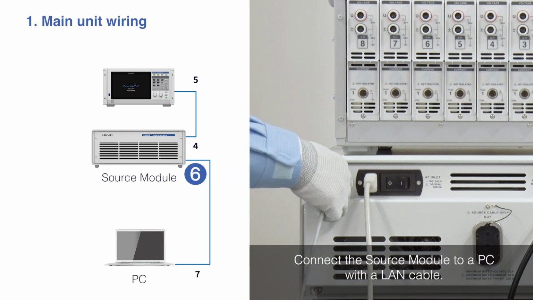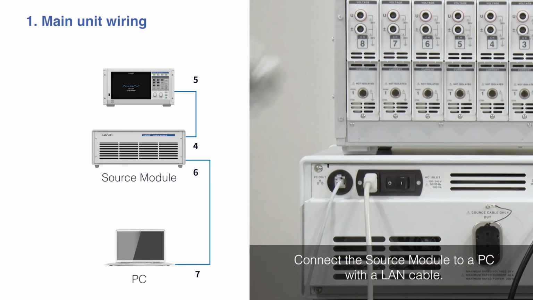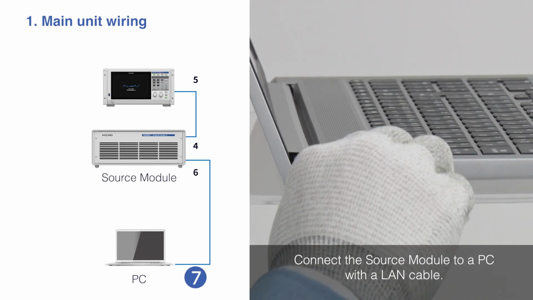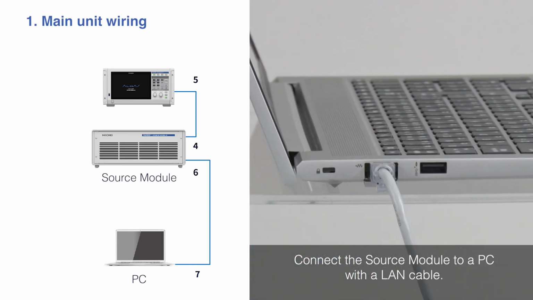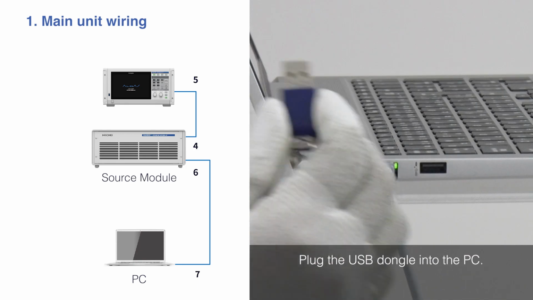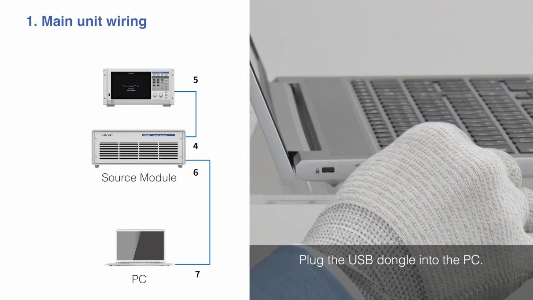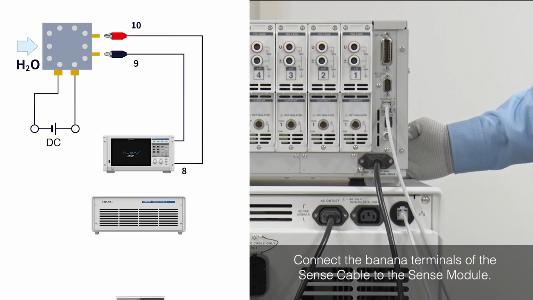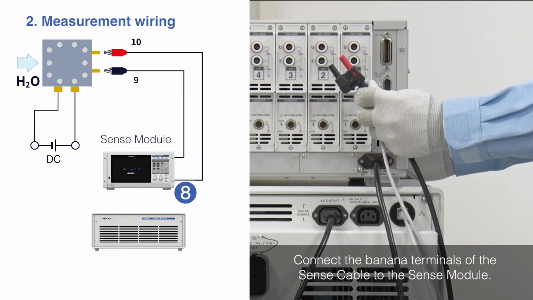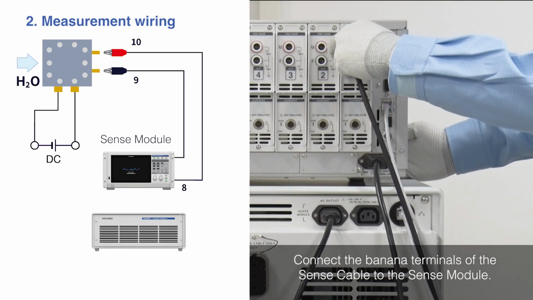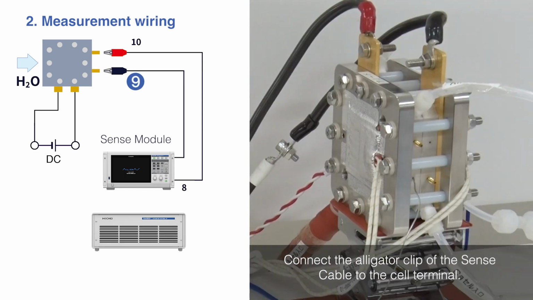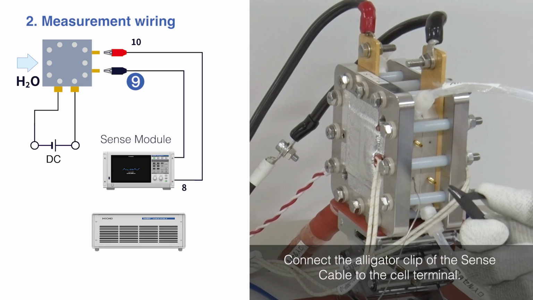Connect the source module to a PC with a LAN cable. Plug the USB key into the PC. Connect the banana terminals of the sense cable to the sense module. Connect the alligator clip of the sense cable to the cell terminal.